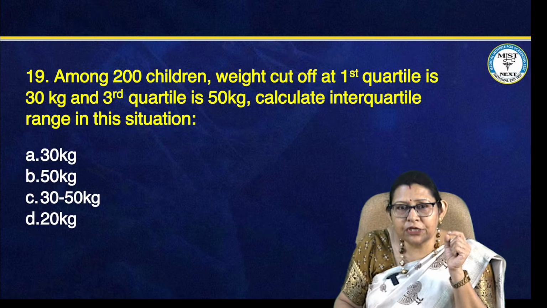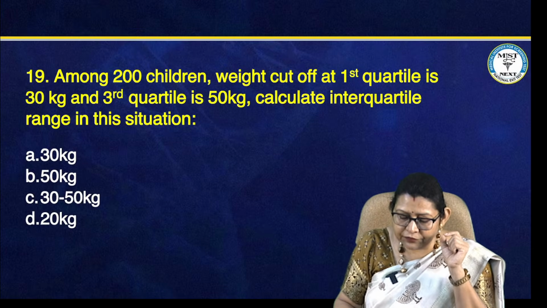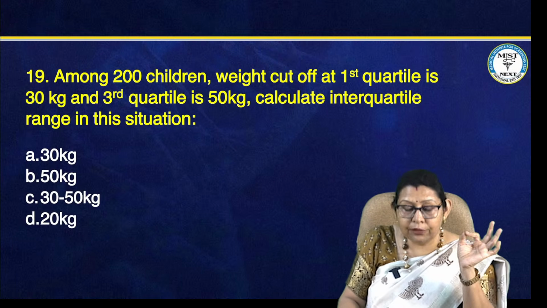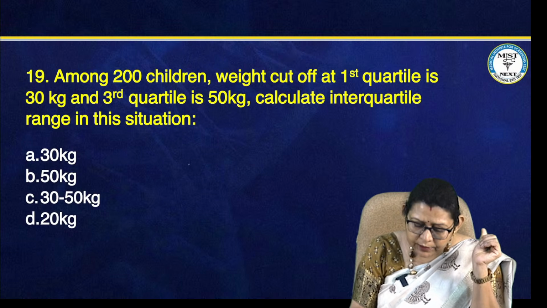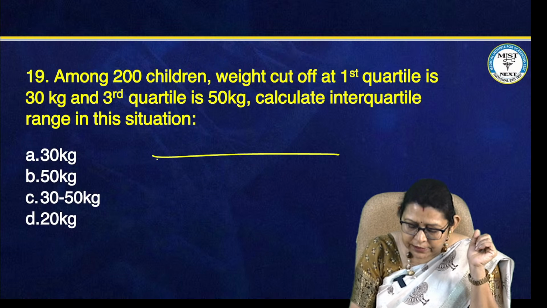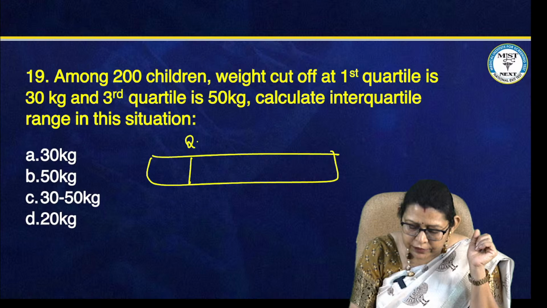Among 200 children, the weight cutoff at the first quartile is 30 kg and at the third quartile is 50 kg. Calculate the interquartile range. Again, the concept is the same. This is your first quartile.